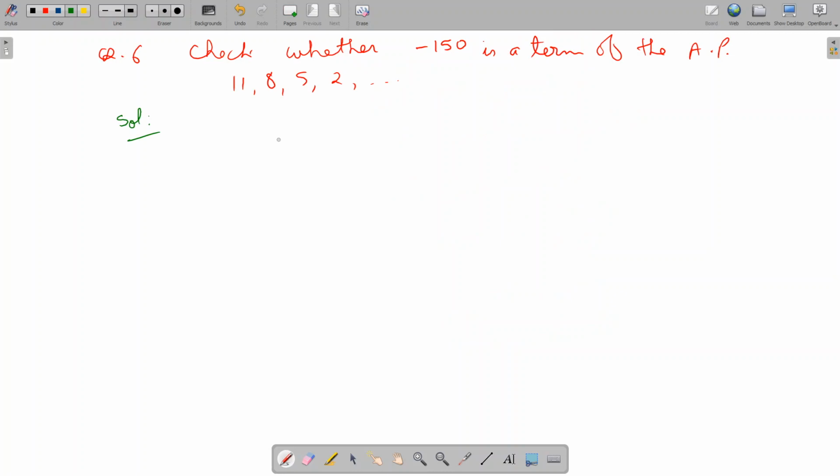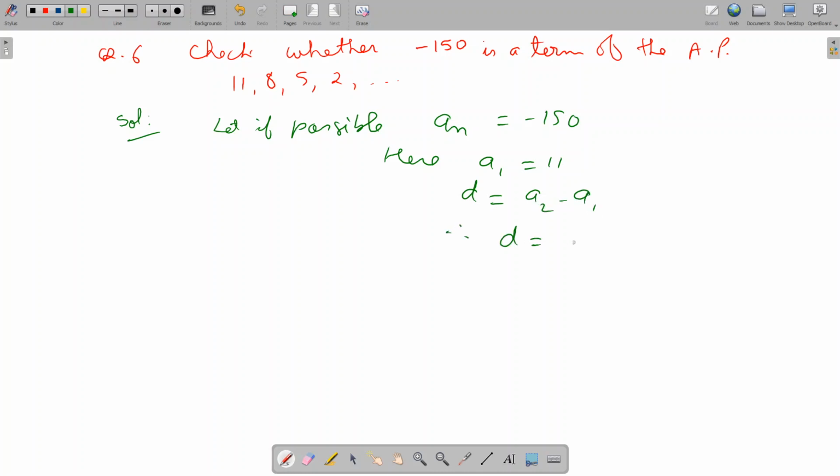Question number 6. Check whether minus 150 is a term of the AP. So let, if possible, an equal to minus 150. Here a1 equal to 11. What is d? d is a2 minus a1. Therefore d equal to 8 minus 11, and that is minus 3. So d equal to minus 3. So d is minus 3 and a1 is 11.